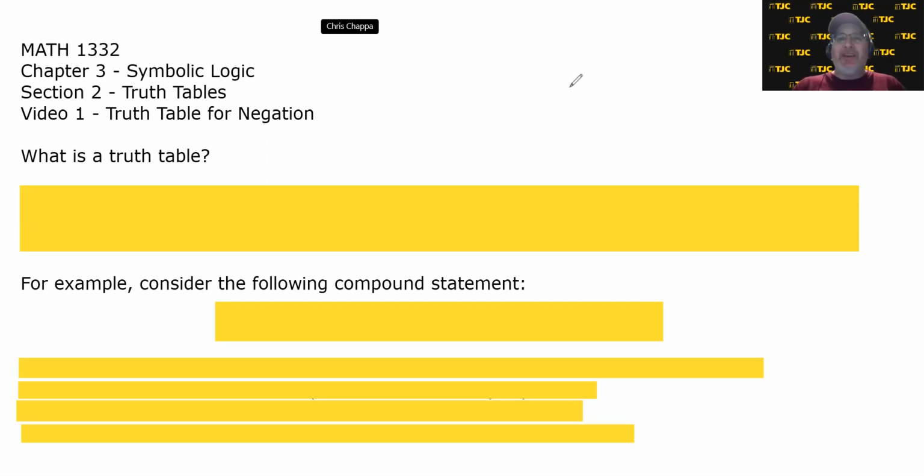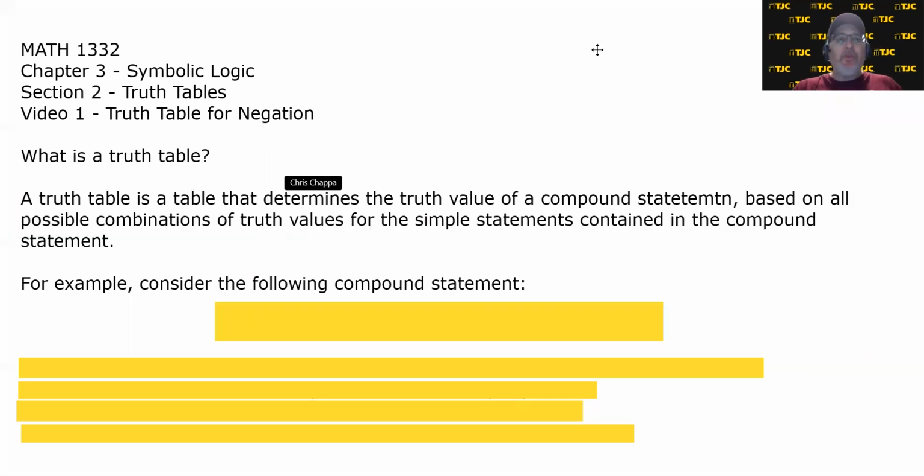All right, so let's start by asking the question, what is a truth table? Well, you might imagine that it looks like a table, and it does, but instead of describing what it looks like, let's describe its purpose. A truth table is a table that determines the truth value of a compound statement.